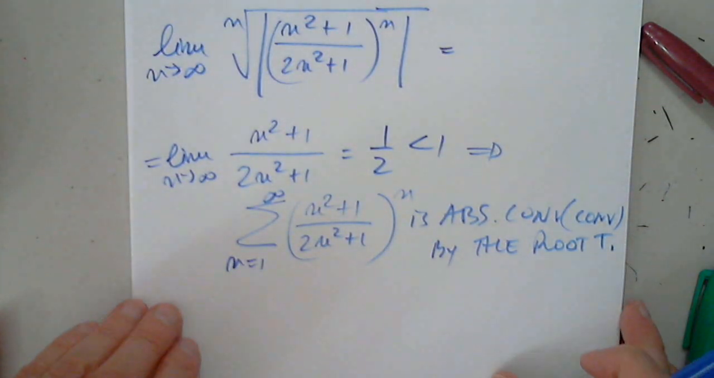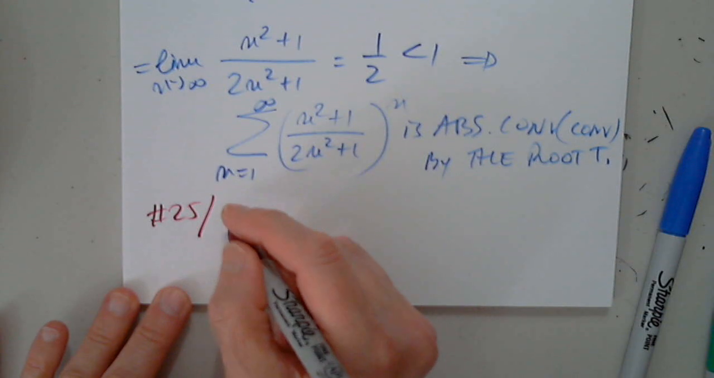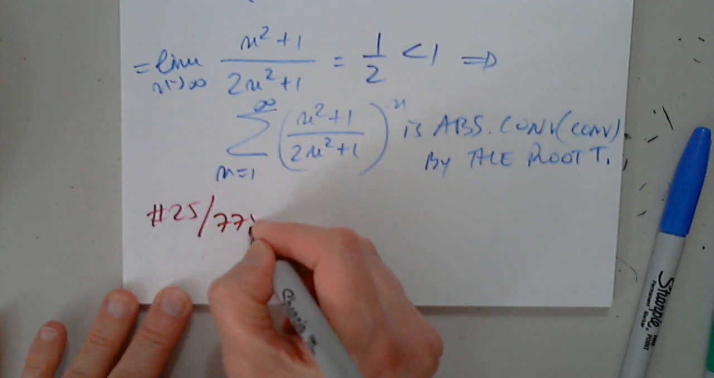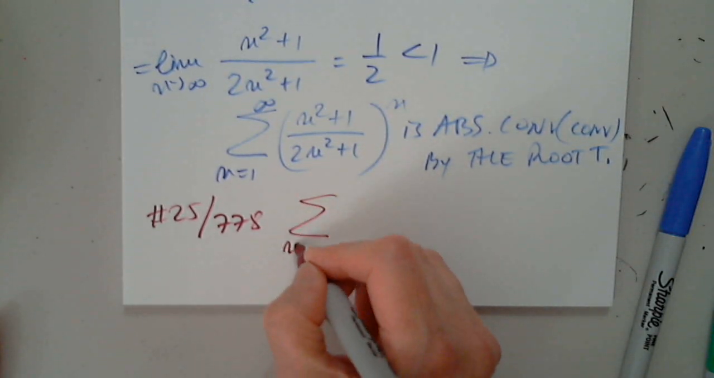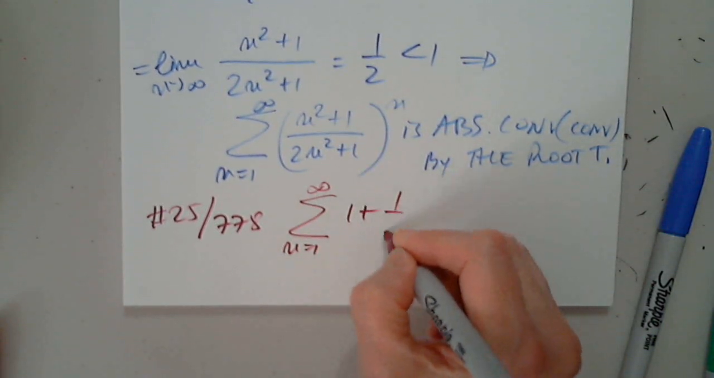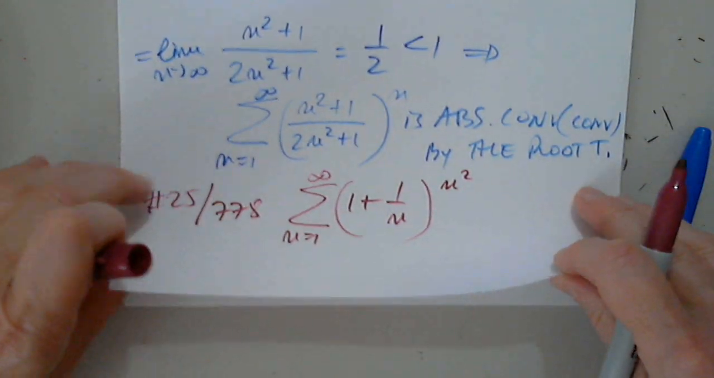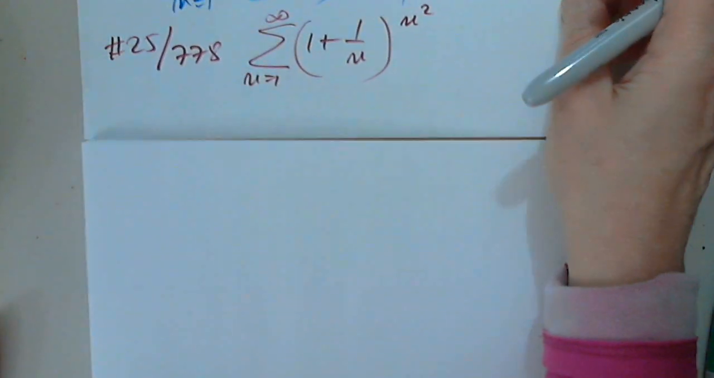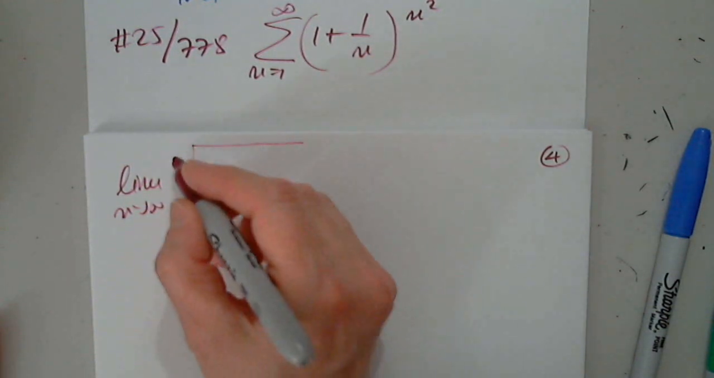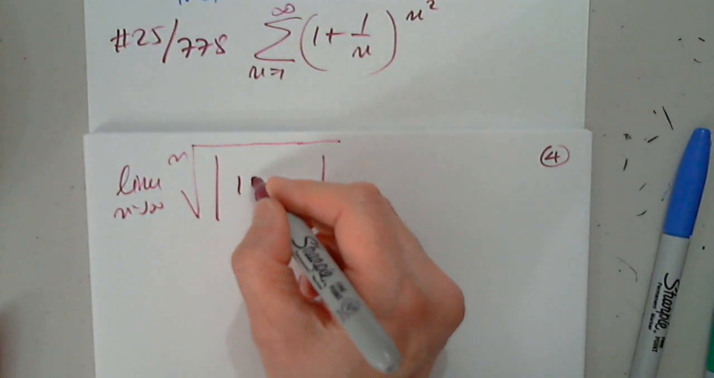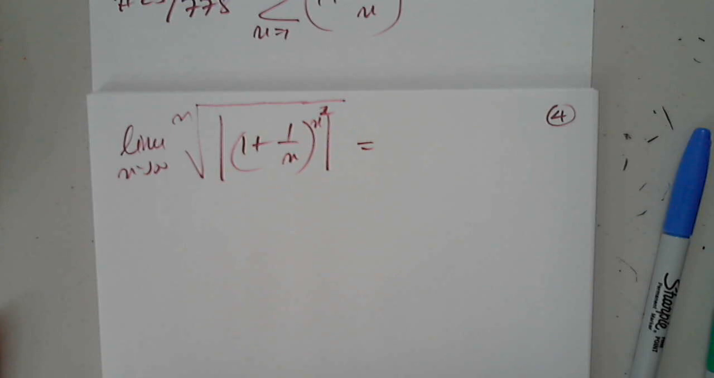We're moving on to 25, on the same page, 778. And here we have the series from n equals 1 to infinity of (1 plus 1 over n) raised to n squared. Of course, the same idea. We see a power, we're thinking of the root test. So the limit as n approaches infinity of the nth root of the absolute value of (1 plus 1 over n) to n squared. Redundant absolute value, all terms are positive.